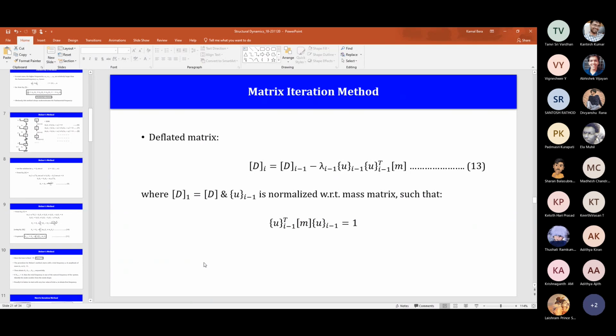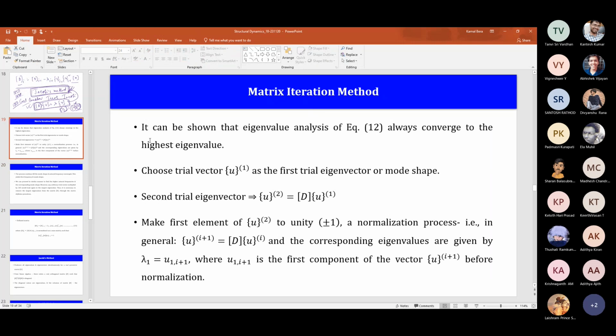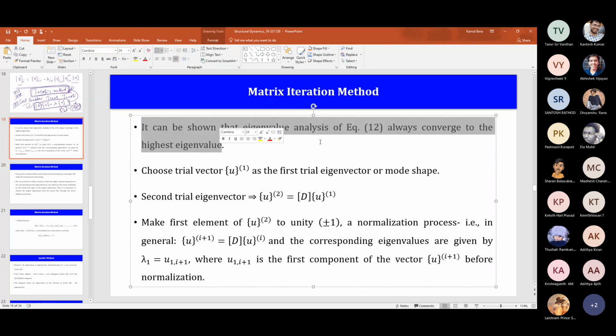Sir, shouldn't it be U1 transpose U? It will be like U(i-1) transpose U(i-1). No, this is like that only. But don't ask me how it is coming, or why this sentence: it can be shown that the eigenvalue analysis of equation 12 always converges to the highest number. Why is it so? That is a mathematical phenomenon from linear algebra.